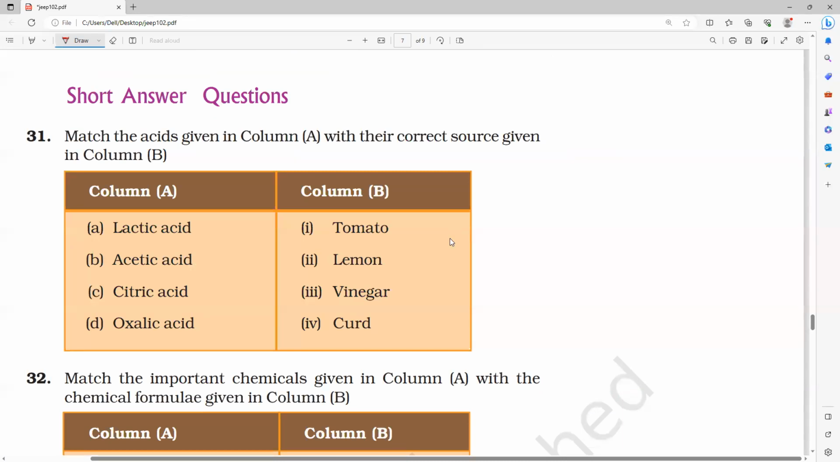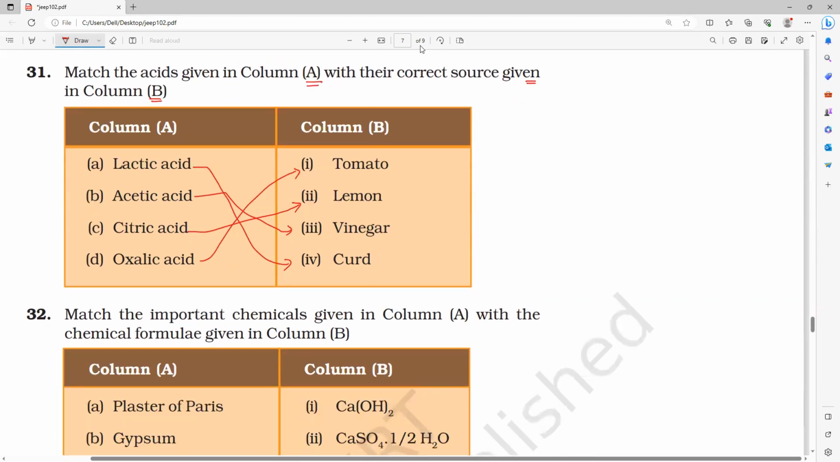Question 31, short answer questions. Match the acids given in column A with their correct source given in column B. So let us take it now. Lactic acid, what is the source, everybody? Curd. Acetic acid source, vinegar. Citric acid source, lemon. Oxalic acid source, tomato. So that is what you have to remember.